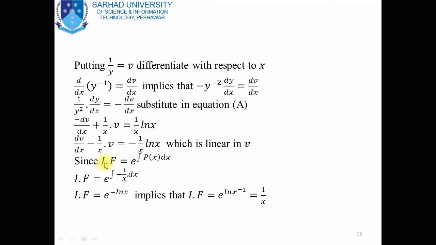So to find the integrating factor, dear students, note that this is the standard form dv by dx plus P v, where minus 1 over x represents the P function and minus 1 over x log of x represents the Q function. So the integrating factor is equal to e power integration of P function, e power integration of minus 1 over x dx, and the integration of this term is equal to e power minus natural log of x, which can be written as e power log of x power minus 1, and this is equal to 1 over x. So this is the integrating factor.